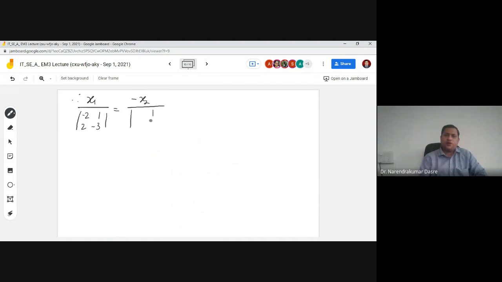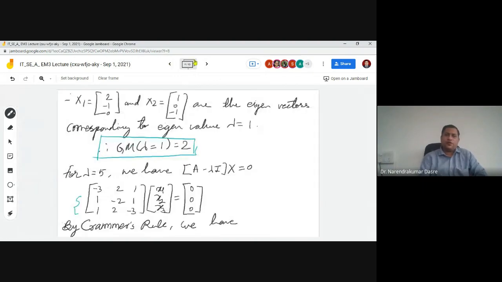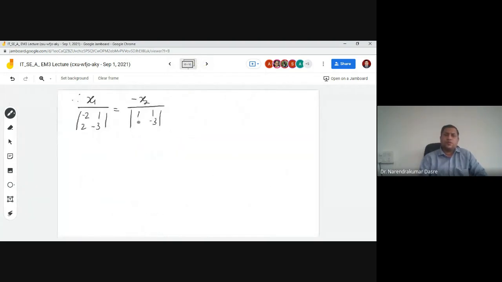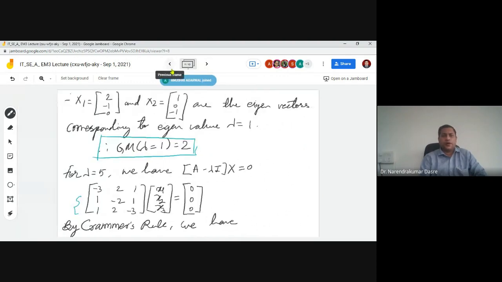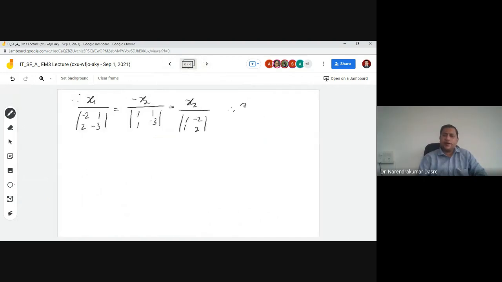And here we have 1 minus 3 remains as it is. So here you'll be having 1 1. So this is 1 1. And this is equal to x3. So we got here 1 1 and minus 2 2. Okay, so that's what we have. Now simplify this.